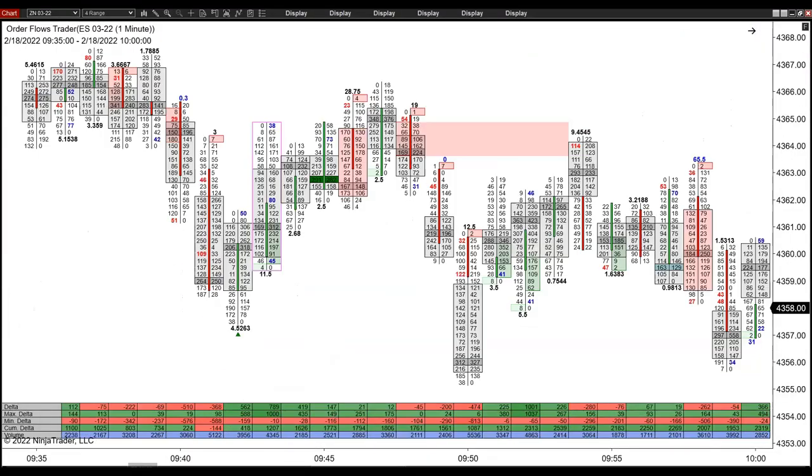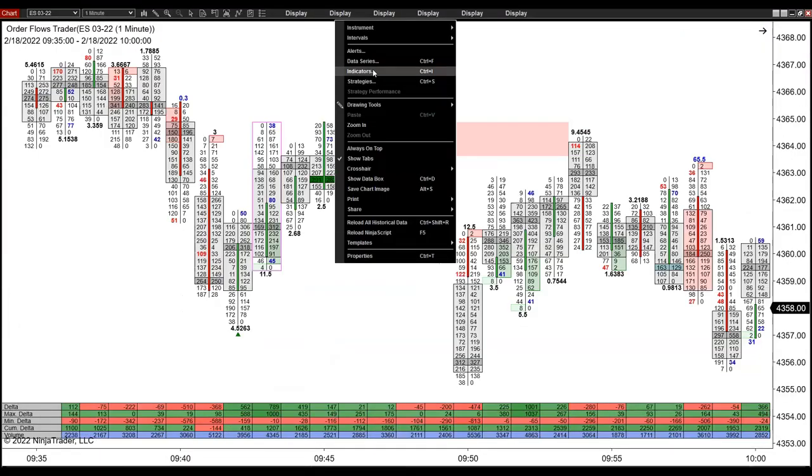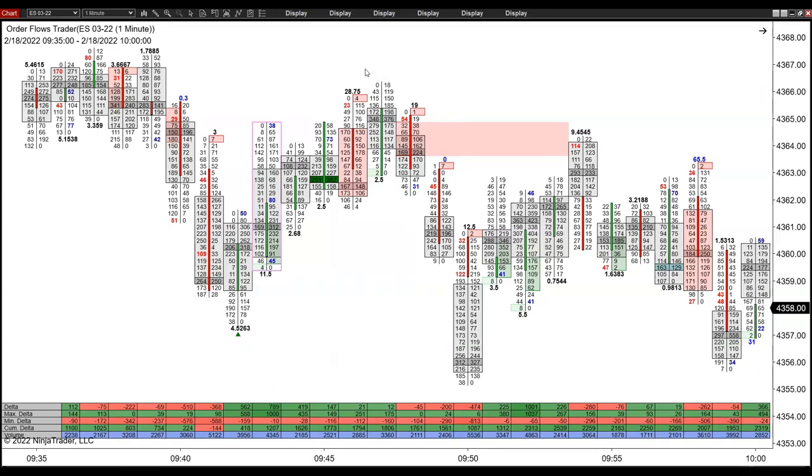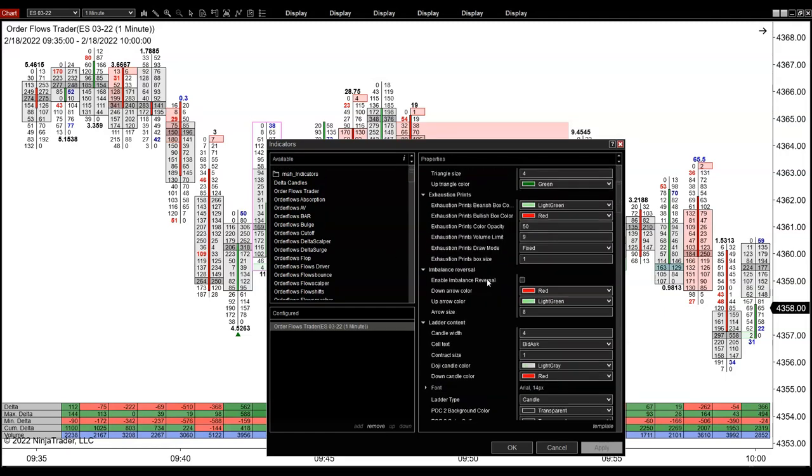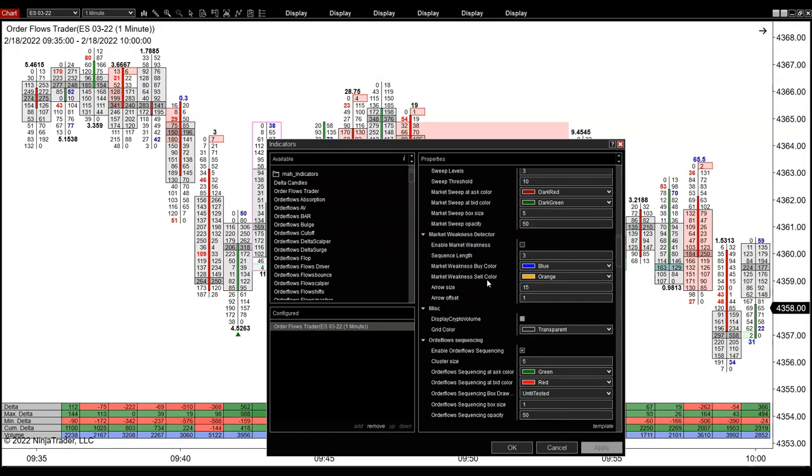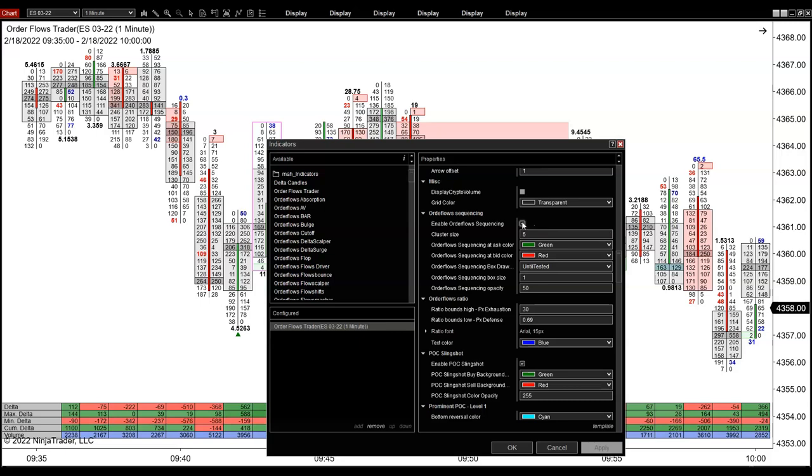This is my 10-year chart here. Let's go back to the E-mini chart again. Under the indicator, you would find order flow sequencing. Okay, where are we here? Order flow sequencing. Scroll down. Order flow sequencing. Okay, it's enabled until tested, right?